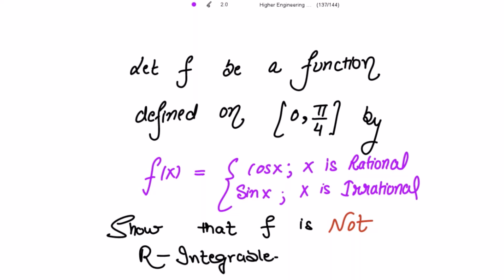The function is defined on the closed interval 0 to pi by 4 by f(x) equal to cos x if x is rational, and equal to sin x if x is irrational. We need to show that f is not Riemann integrable.